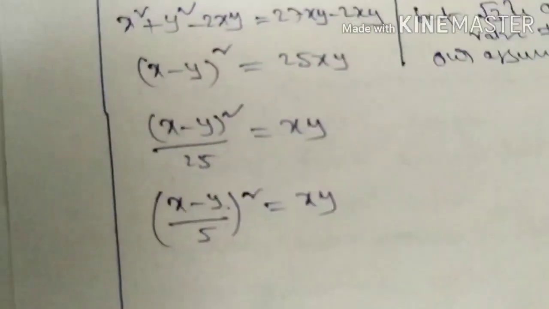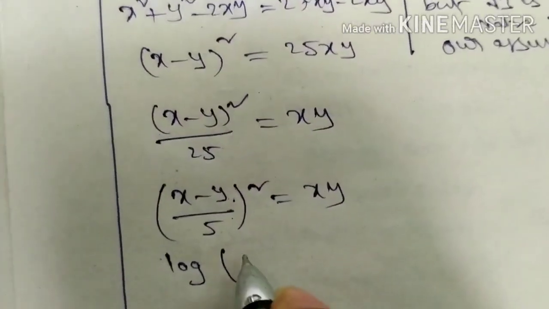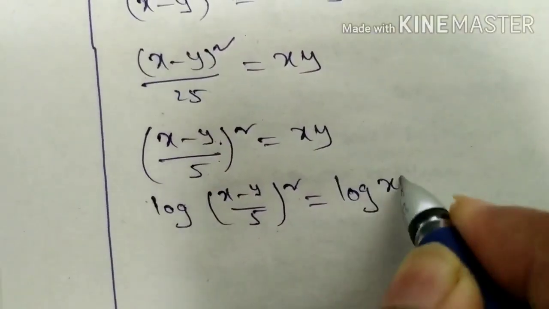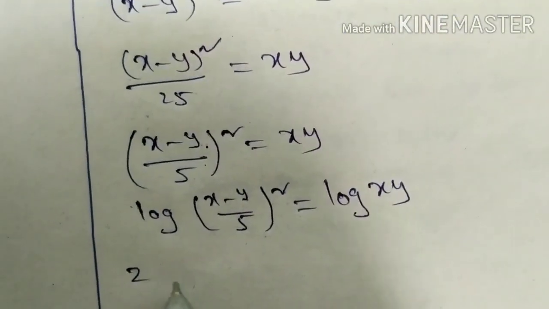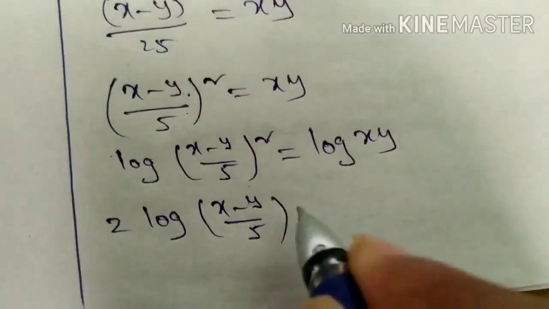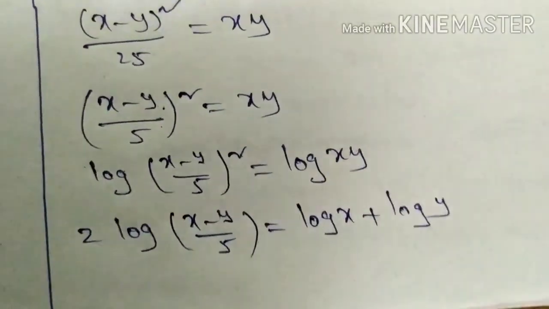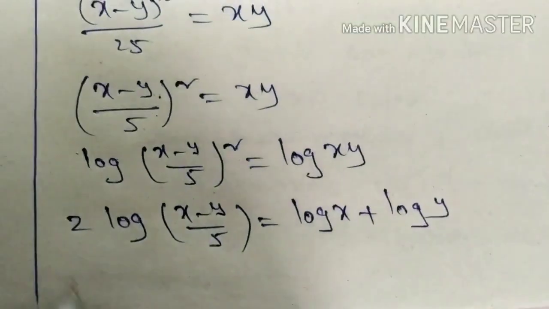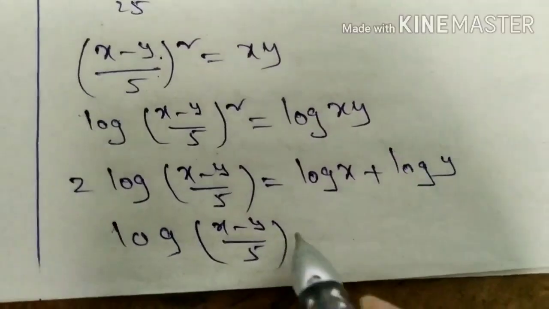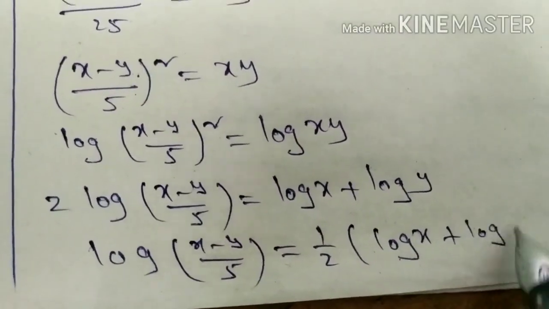Apply logarithm on both sides now. So log of ((x minus y) by 5) whole square is equal to log xy. Now the 2 comes to the front. So 2 log of (x minus y) by 5 is equal to log x plus log y. The 2 goes to the other side; the final result we need is log of (x minus y) by 5 equal to 1 by 2 (log x plus log y).